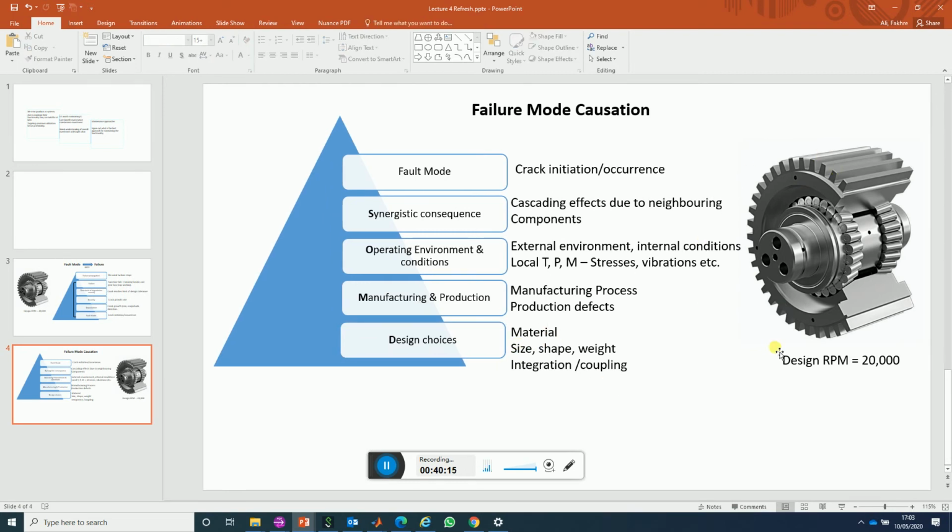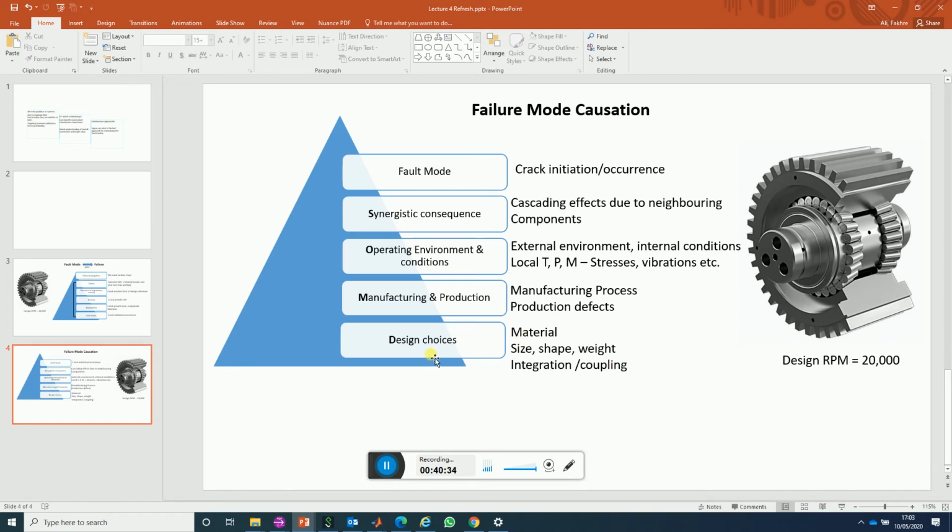Design a gearbox that is robust and satisfies the requirements of these operating conditions. The design has to be effective and efficient. You have to validate it and test it.